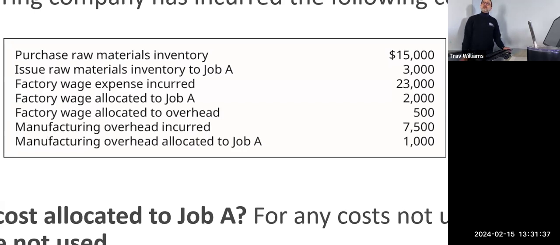So now, based on what we know, what is the total of the costs that have been allocated to job A? Yeah, we had 3,000 in materials, 2,000 in wages, 1,000 in overhead, so it's a total of 6,000. Okay, good.